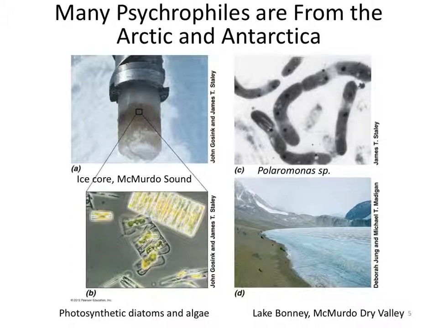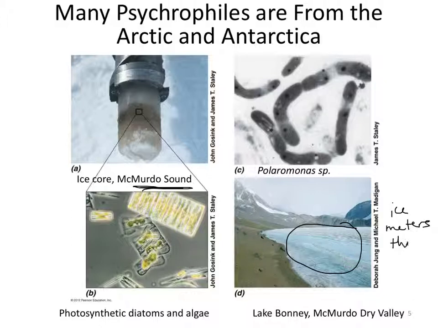So many of the psychrophiles that have been isolated are from the Arctic and the Antarctic, places that are constantly cold. For example, there are lakes in Antarctica, the McMurdo Dry Lakes, and McMurdo Sound is an area from there. McMurdo Sound is on the coast, but there are lakes in the McMurdo Dry Valley. And if you look at these lakes, and one is shown here, there's a constant ice cover that is meters thick.